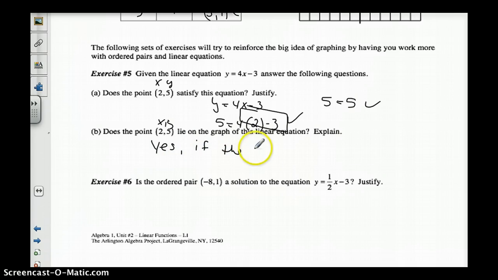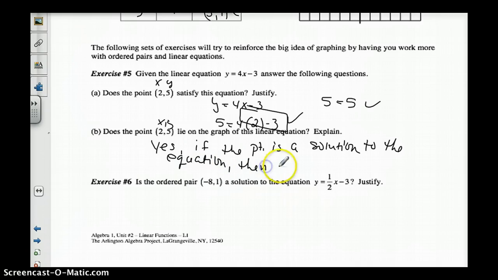the point or the coordinates are a solution, so if the point is a solution to the equation, then it is a point on the line.